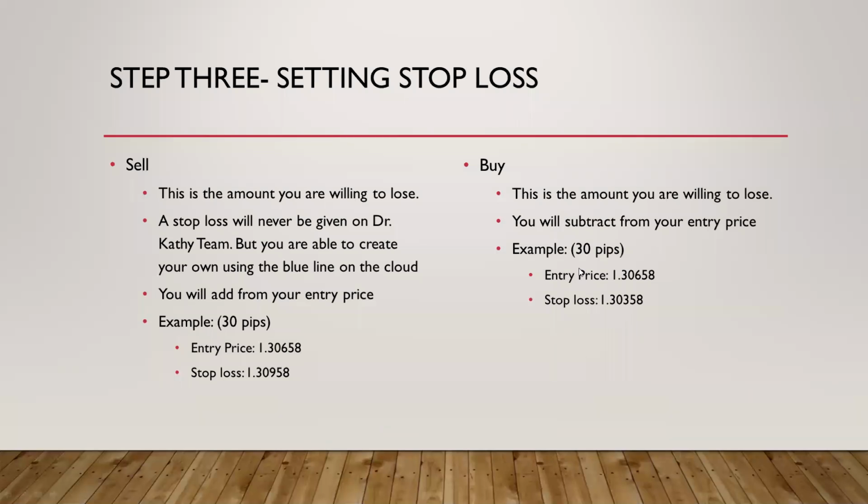Okay, so if you're buying, you're going to do the same thing. This is the amount that you're willing to lose. You'll subtract it from your entry price. For example, it'll be 30 pips. Your entry price is going to be 1.30658. Your stop loss is going to be 1.30358. So you're just going to do the same thing we did for our take profit, except you're going to do 30 pips from your entry for your stop loss.